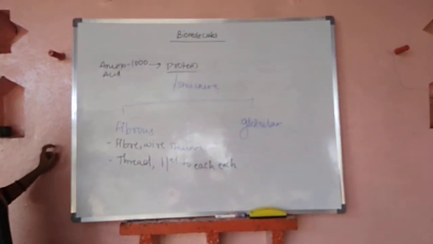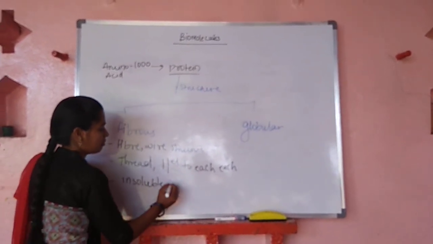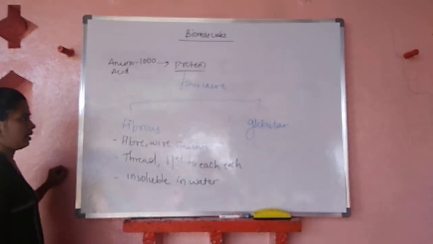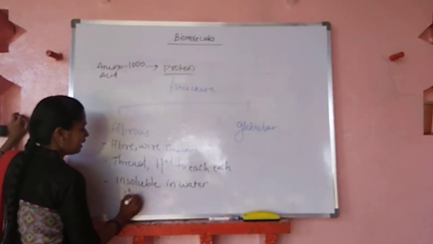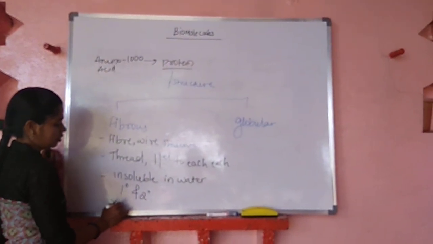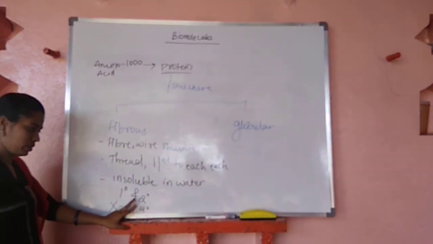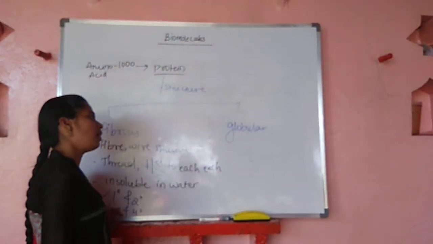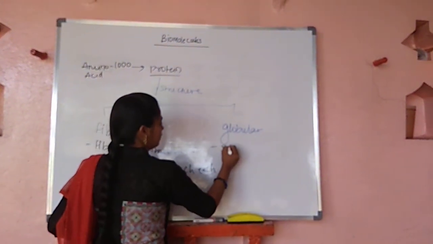These fibrous proteins are insoluble in water. These fibrous proteins are able to form only primary and secondary structure. They are not able to form tertiary and quaternary structure. They can form only primary and secondary structure. Okay, after that come to the globular protein. The shape of globular protein is spherical.